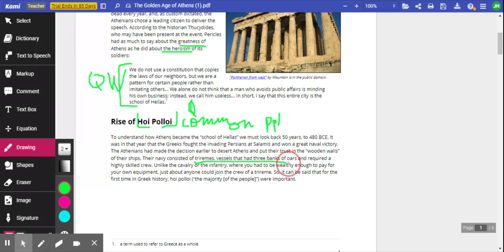So here's a word gap for me, and it gives us the definition right afterwards. So it consisted of these ships that were very difficult to manage. Unlike the cavalry or the infantry, where you had to be wealthy enough to pay for your own equipment, just about anyone could join the crew of a trireme. So it can be said that for the first time in Greek history, hoi polloi, or the majority of the people, were important. All right, so like I had said, if I had just kept reading, I could have found it out. But I do think it made more sense to know that it was common people before I kept reading. So I was glad that I looked that up.